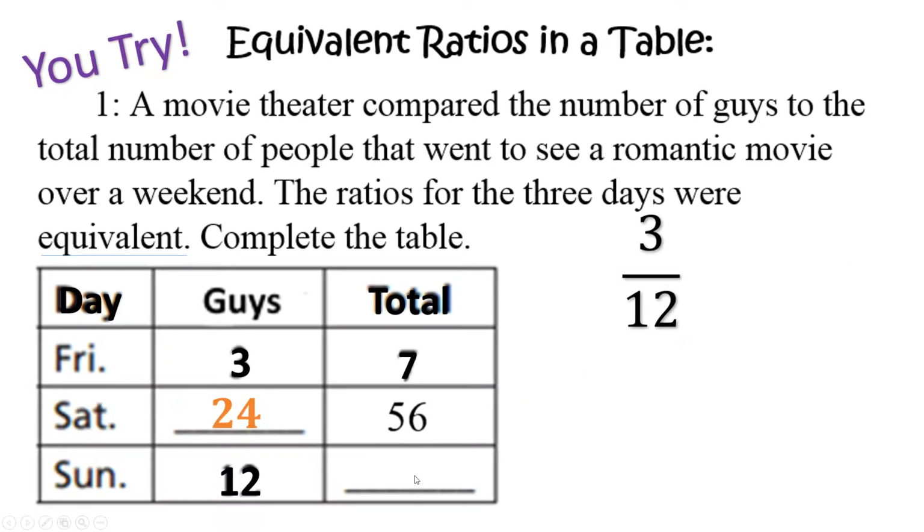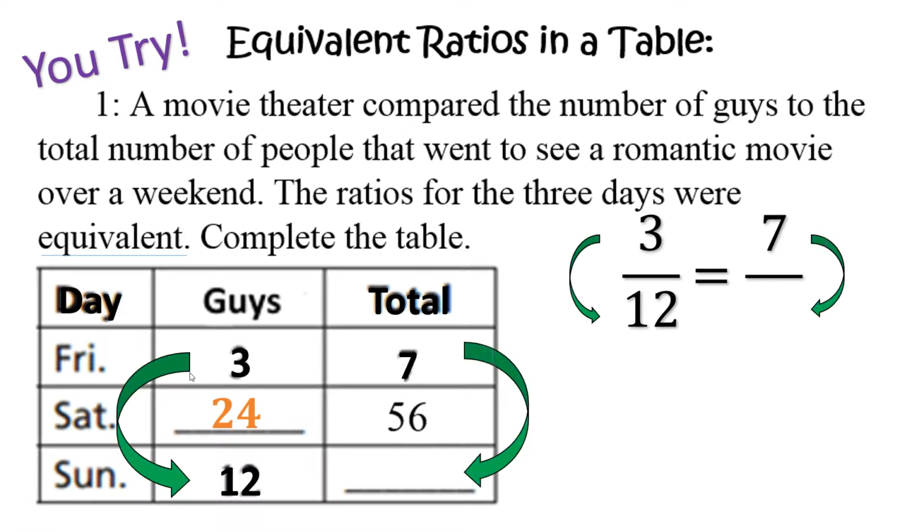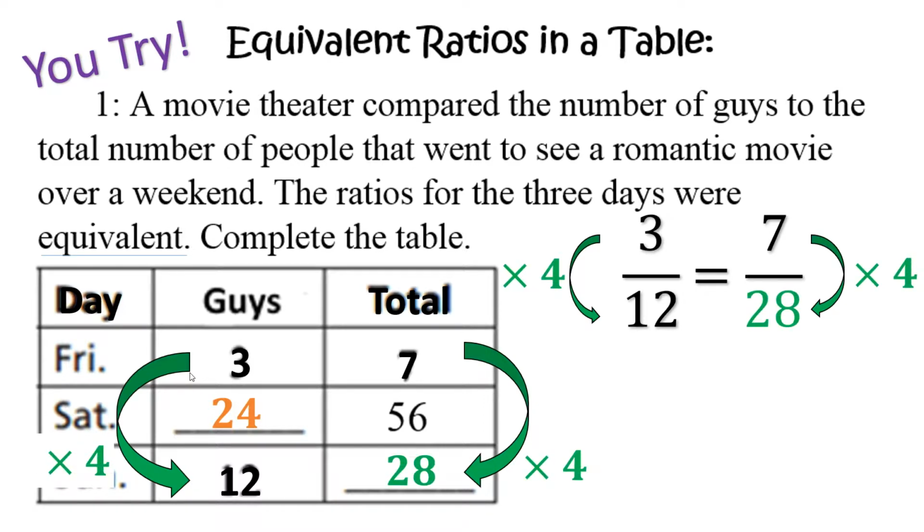To find this missing value, we're going to go back up here and do the relationship between 3 and 12, which will be the same equivalent fraction to 7 and something. So 3 times something equals 12, which is 4, and 7 times that same value is 28. And now we have an equivalent relationship.